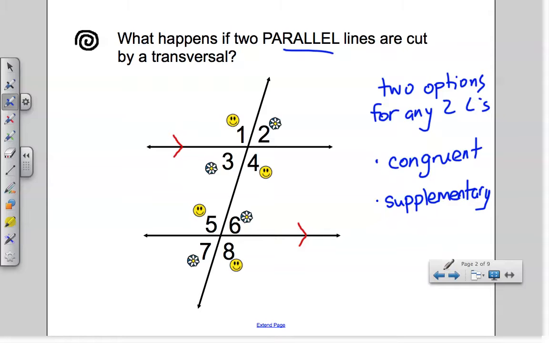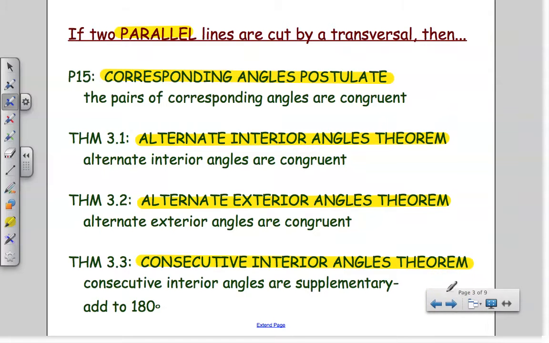So you only have two options when parallel lines are cut by a transversal. They're all listed here. If that condition is met, that the lines cut by the transversal are parallel, corresponding angles are congruent. Alternate interior angles are congruent. Alternate exterior angles are congruent. The consecutive interior angles, however, are supplementary, meaning they add to 180. I'd like you to be familiar with just using these titles. Remember, corresponding angles is the only postulate, the rest are theorems.